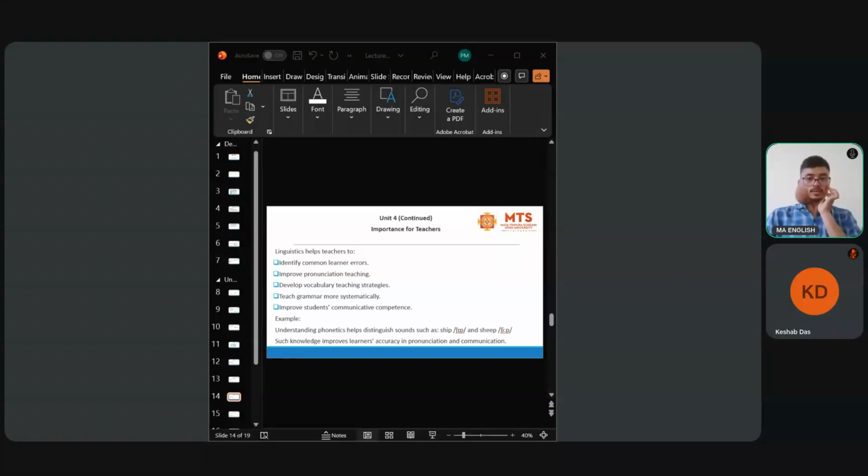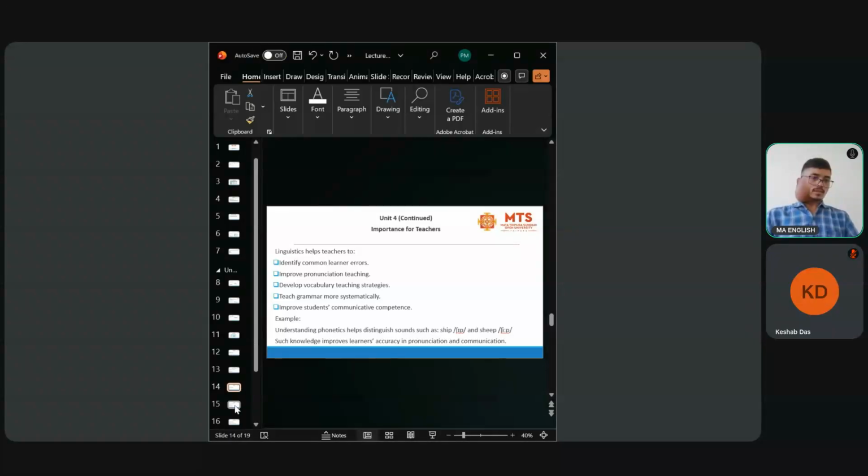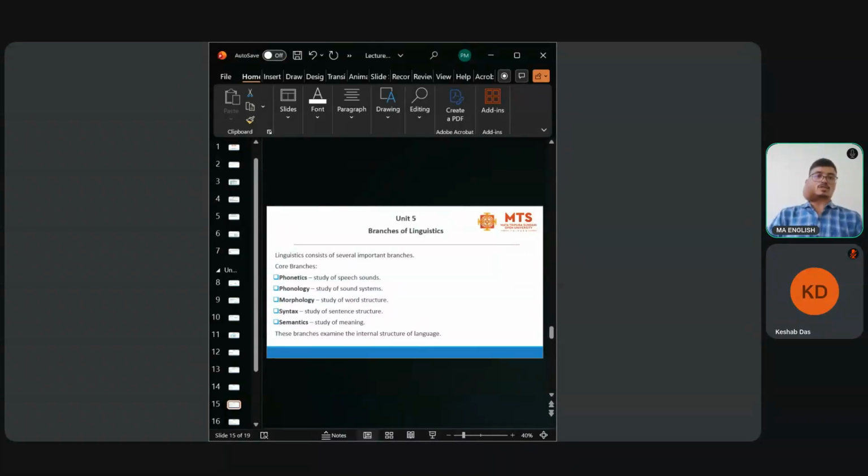Okay. So now the last unit, that is unit 5, branches of linguistics. I think I have also introduced this in the first semester. Here I'm trying to re-explain again. So now we have understood what linguistics is, how it relates to language teaching. Let us now look at the full landscape of the discipline, the different branches that linguists work in.